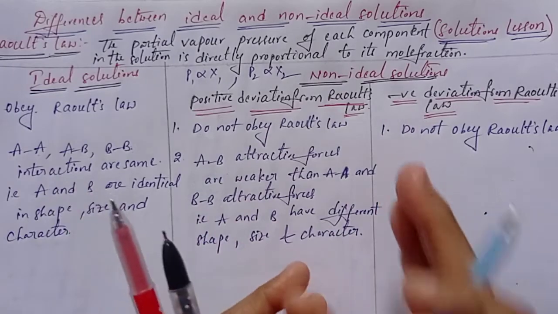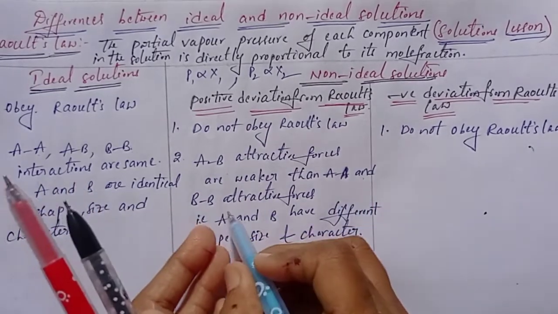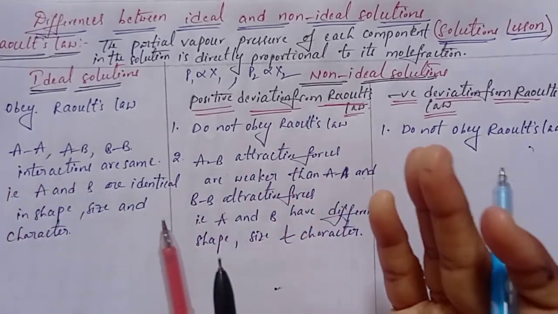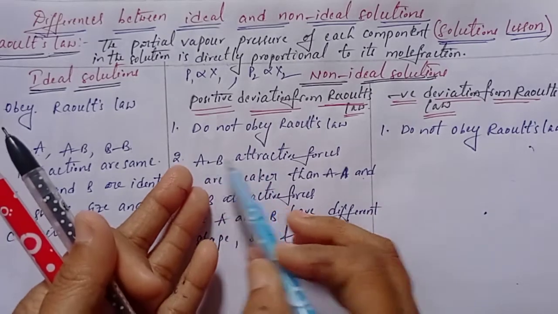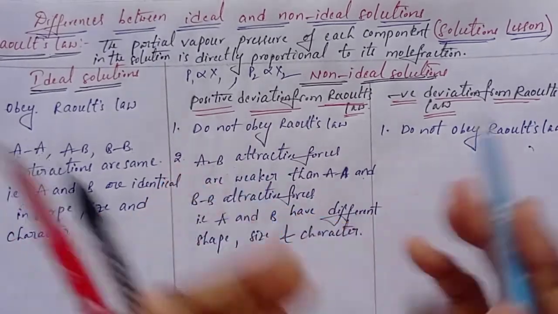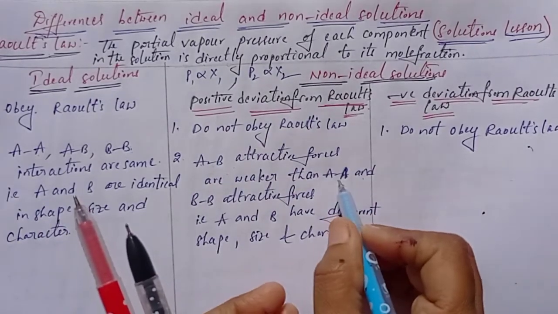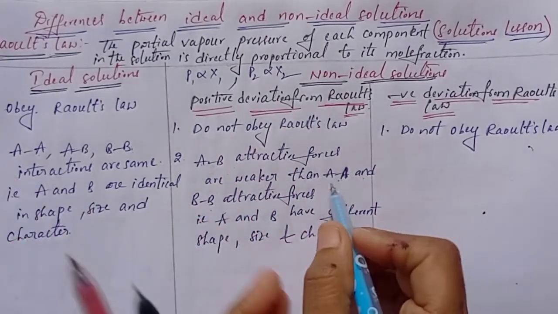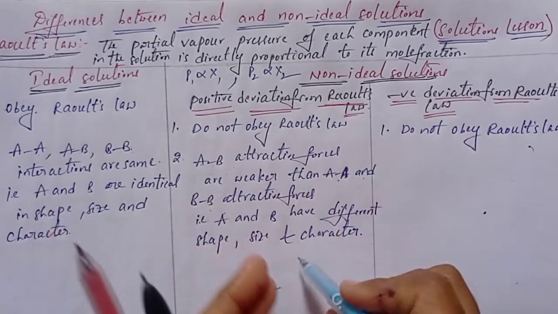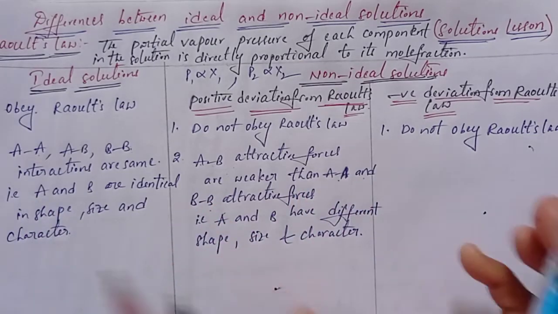Clear this one? So in between the same components, AA and BB, attractive forces are strong, students, when compared to the attractive forces between different components. Okay now, so this is the solution, students. This is the first component, this is the second component in the solution. So attractive forces are different because A and B have different shape, size and character.